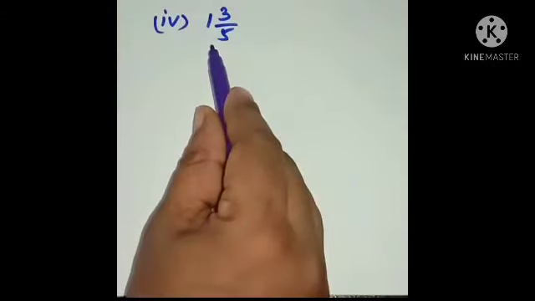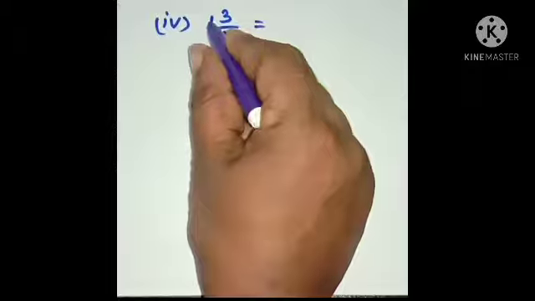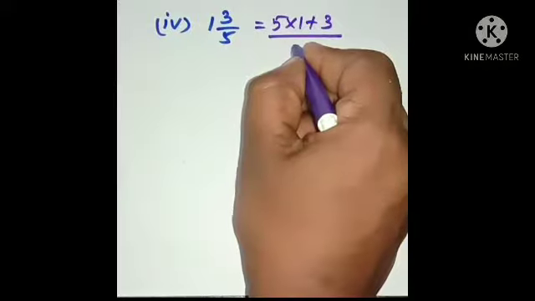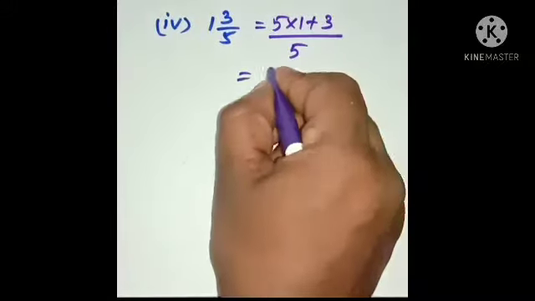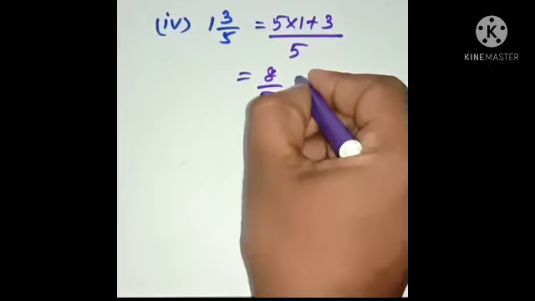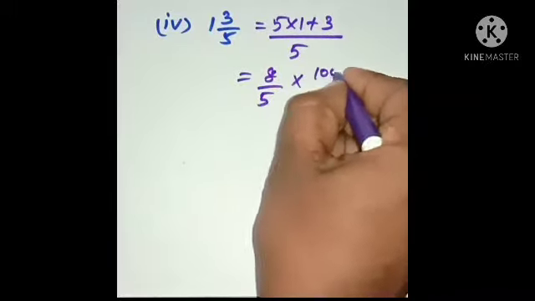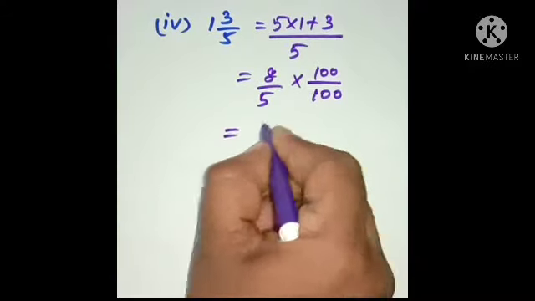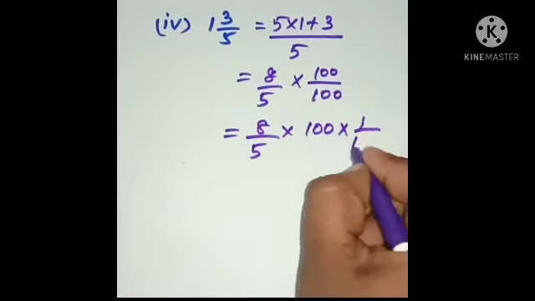Now convert the given mixed fraction into improper fraction. So that is multiplying denominator with the whole number and adding the number with the numerator by the denominator. So 5 into 1, 5. 5 plus 3 is 8 by 5. We get the improper fraction as 8 by 5. Now we are converting the fraction into percentage. To that, multiply and divide the number by 100 by 100. So we get 8 by 5 into 100 into 1 by 100.